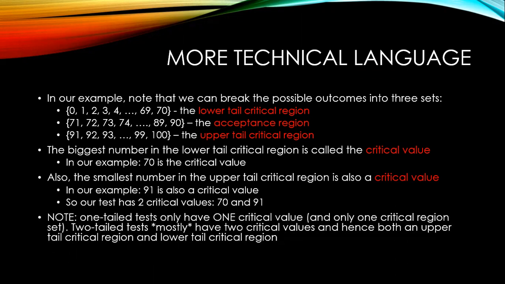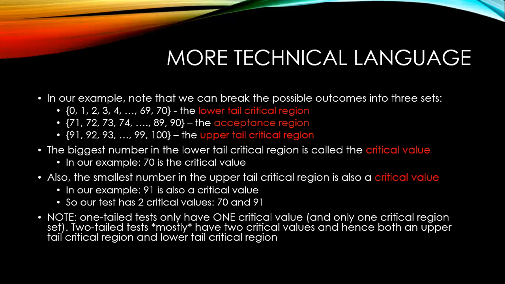Now, as I was trying to allude to, 2-tail tests normally have 2 critical regions, so a lower tail critical region and an upper tail critical region, and so therefore they have 2 critical values. Now, that's not always the case. It may not always be true, okay?